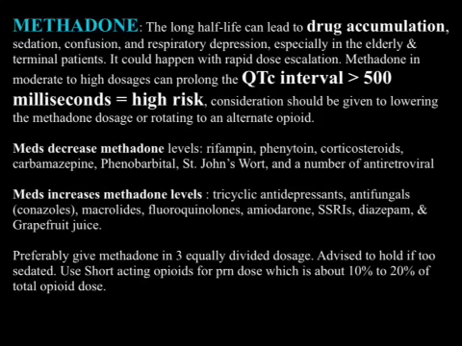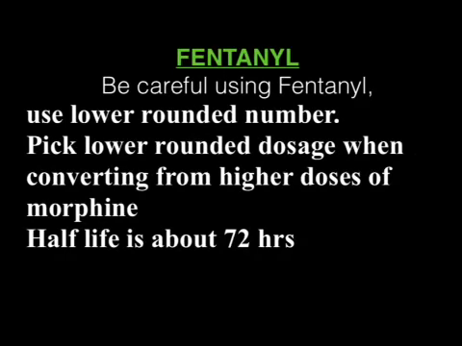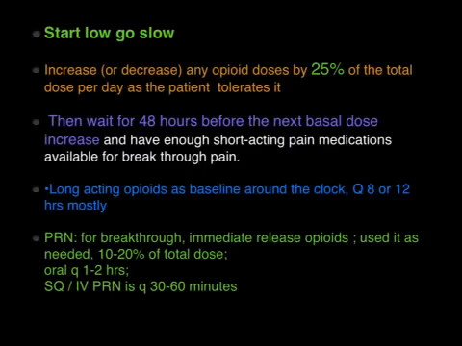We prefer to give methadone in 3 equally divided dosage. Advised to hold if too sedated. Use short-acting opioids or PRN, which is about 10 to 20%. For fentanyl, change it every 72 hours. And when you convert the morphine to fentanyl, go to the lower rounded number and use that one with the 25 to 50% reduction for cross tolerance.